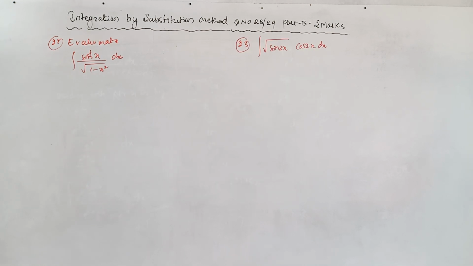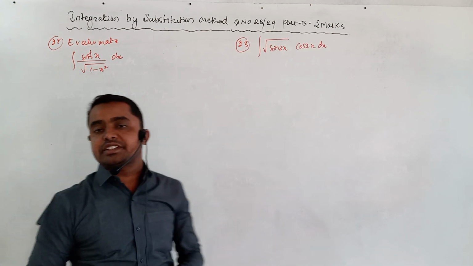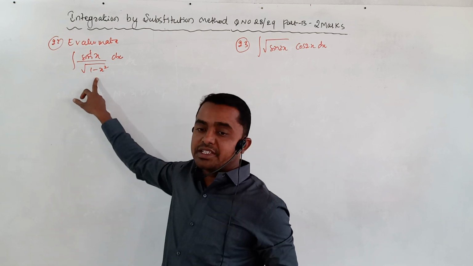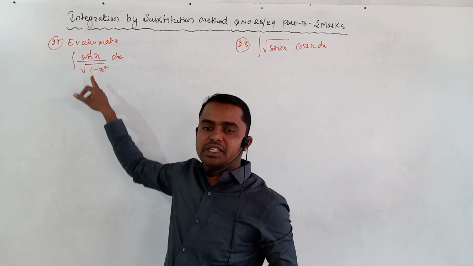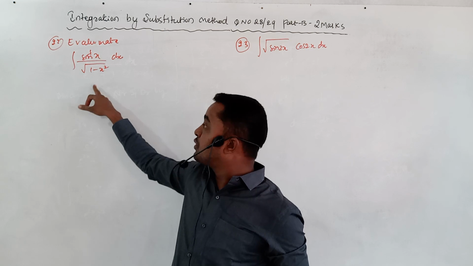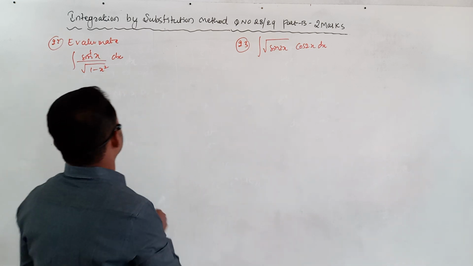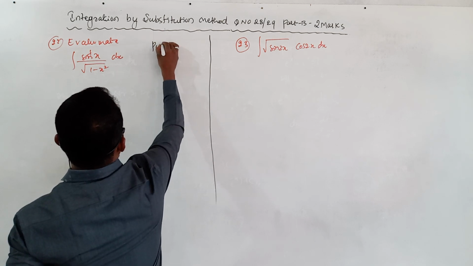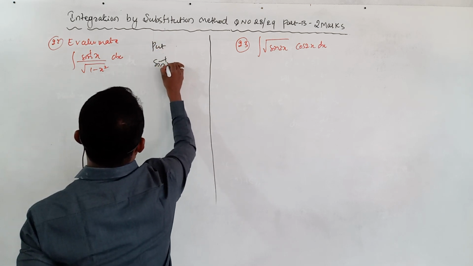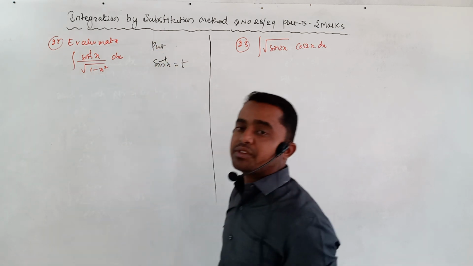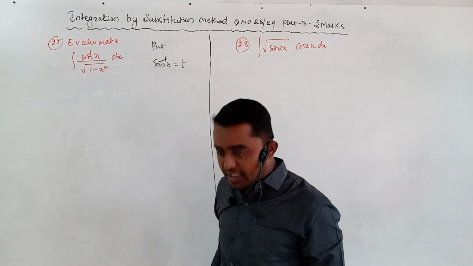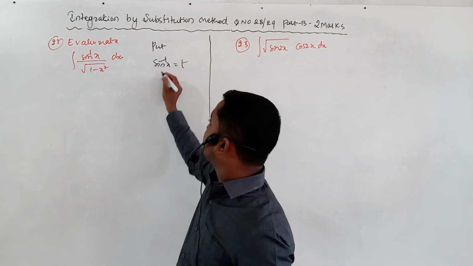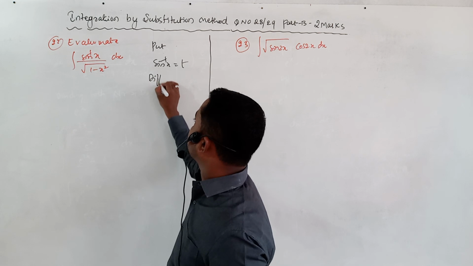The next question: evaluate the integration of sine inverse x divided by root of 1 minus x square. We know that the derivative of sine inverse x is 1 by root of 1 minus x square. Put sine inverse x equal to t here. Then differentiate with respect to x.